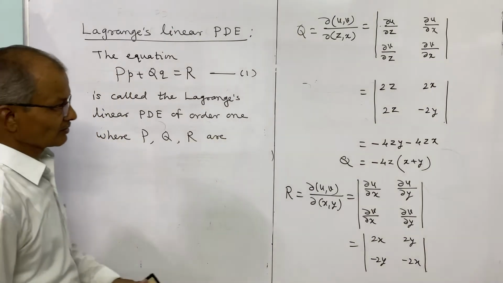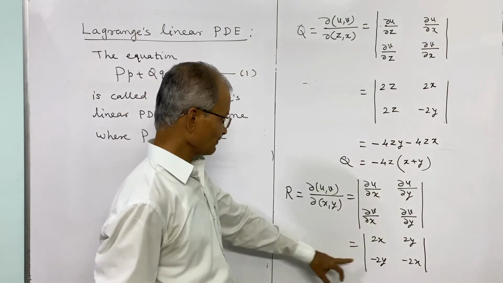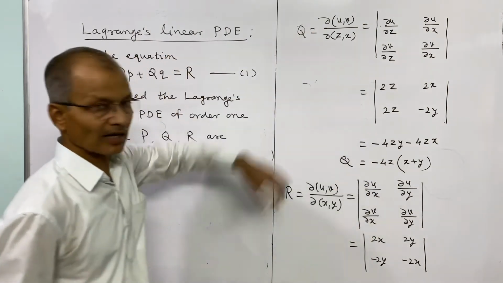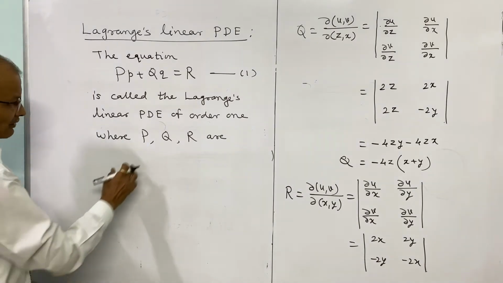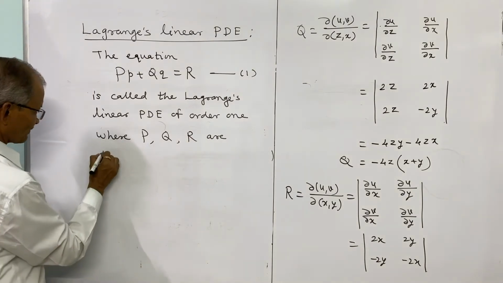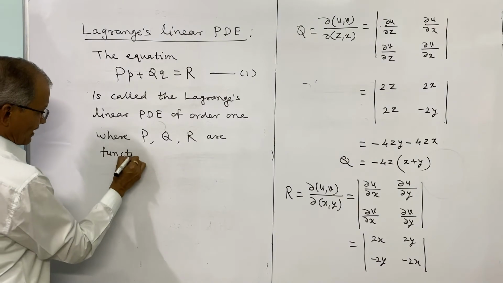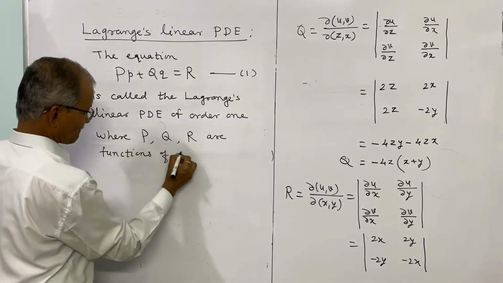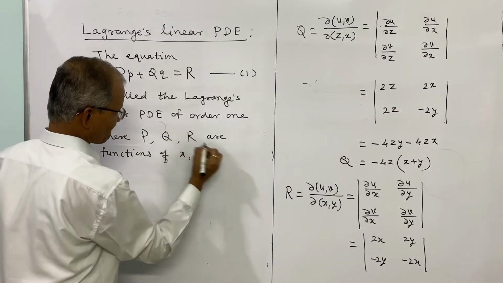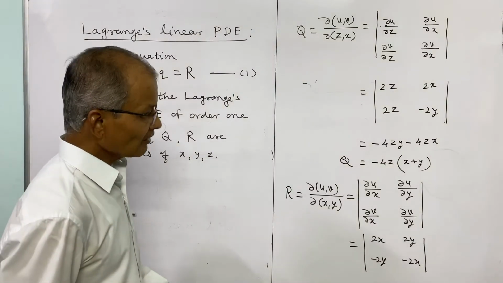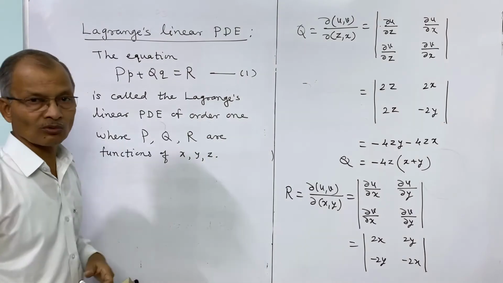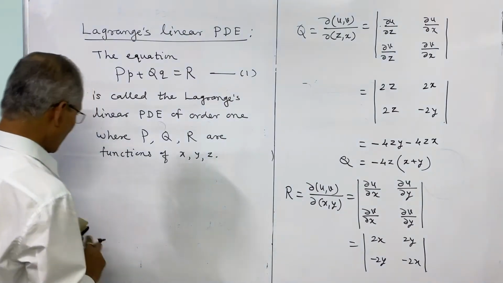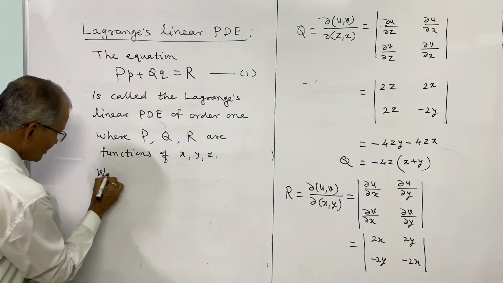We have obtained here, you see, Q is a function of x, y, z, R is also a function of x, y, z and P is also a function of x, y, z, as in the earlier example. So P, Q, R are functions of x, y, z. And we know this is a partial differential equation of the relation phi of u and v is equal to 0. So this we have studied earlier.